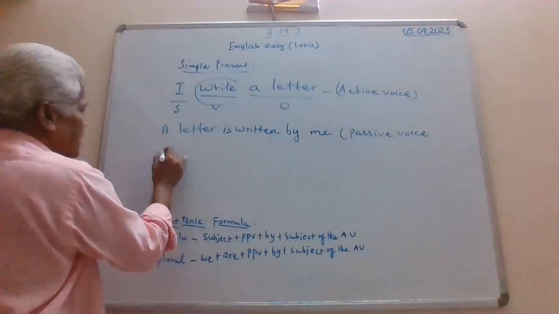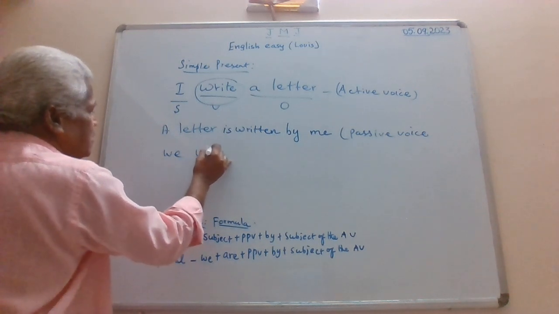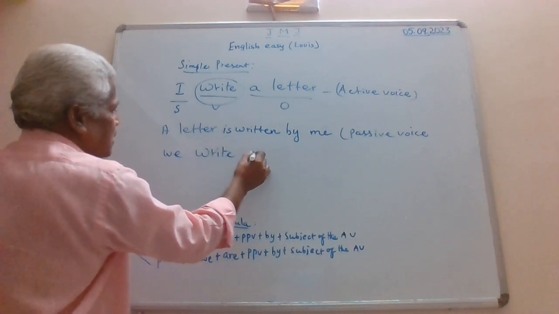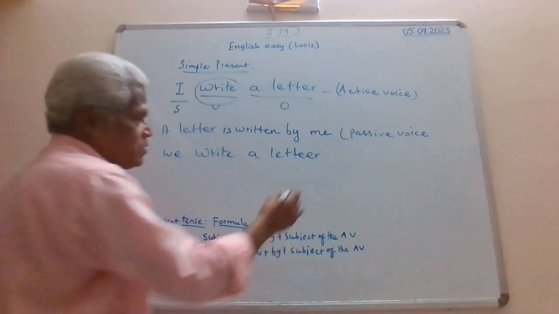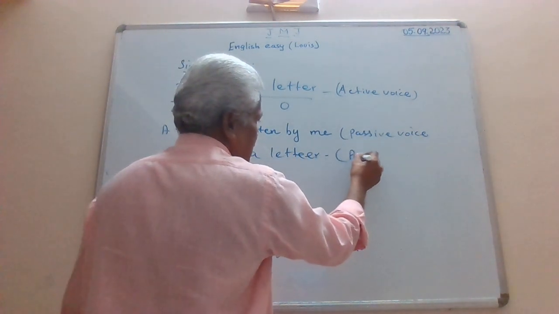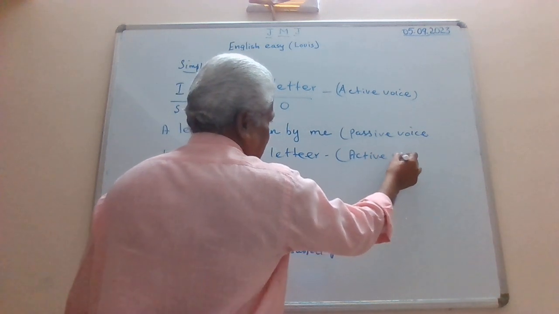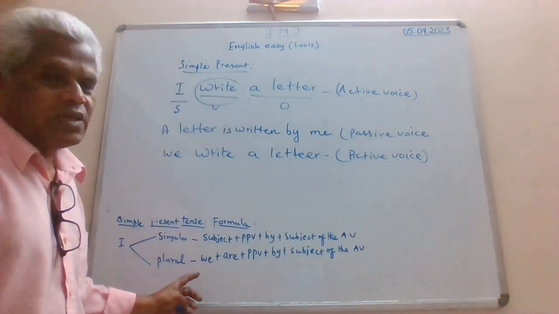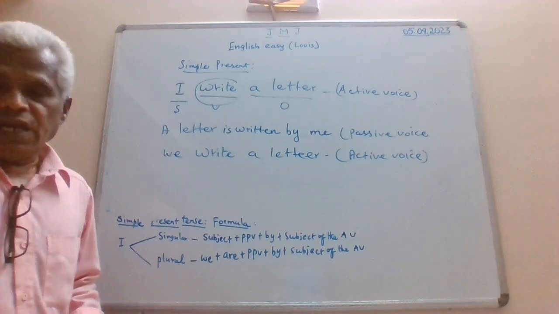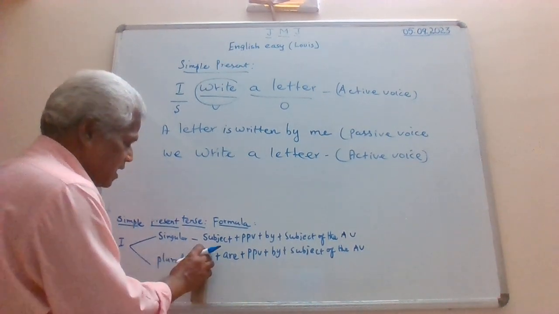Okay, so we write a letter. Okay, so this is active voice. Now look at the subject here. Instead of we, you can write that as subject here.